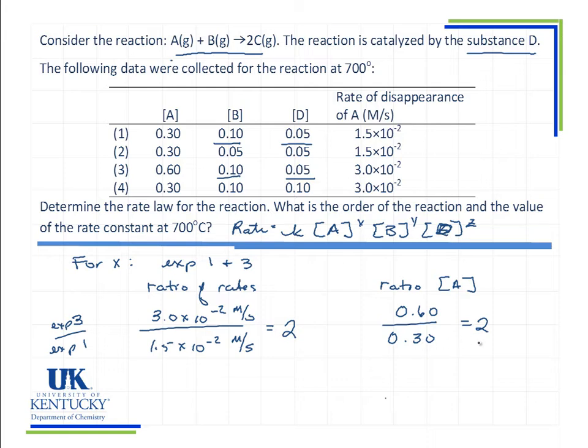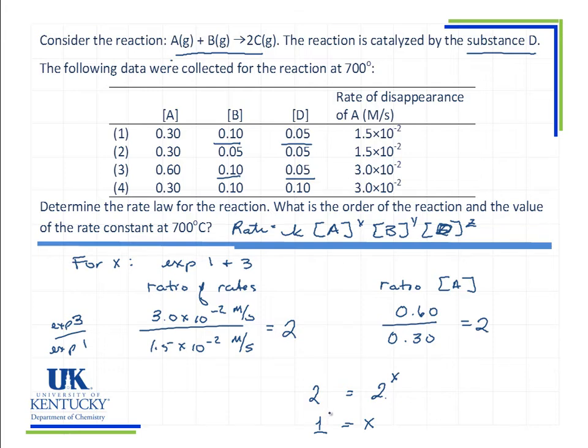So in those two experiments, I doubled the A's concentration, and that doubled the rate. So 2 to what power gives you a 2? Concentration to what power is going to give me a doubling of rate? Well, X would have to be equal to 1, and we now know it's first order in A.